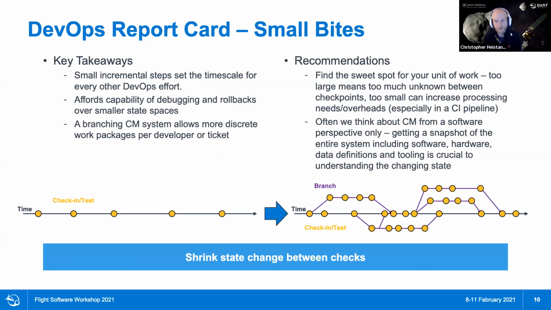So basically the big takeaways: small bytes are really important for rollbacks and understanding what happens from point to point. Branching CM systems are really important. And you need to think about checkpoints, not just for flight software, but from a system-wide perspective. It's not just your flight software code. It is your data definitions, or your packet definitions. It is your hardware, the emulations that you're running on. All of that configuration needs to have some sort of understanding of, I'm at this checkpoint, what is going on in that system, and be able to understand the small changes going into it.